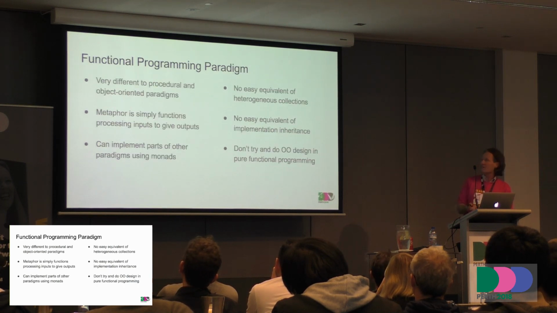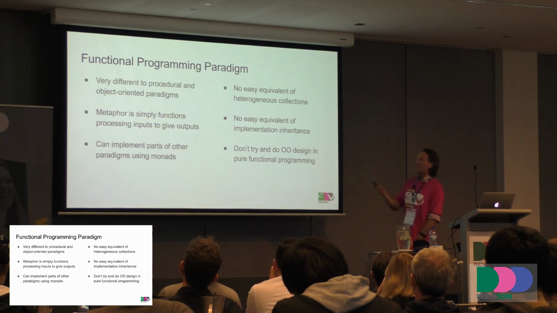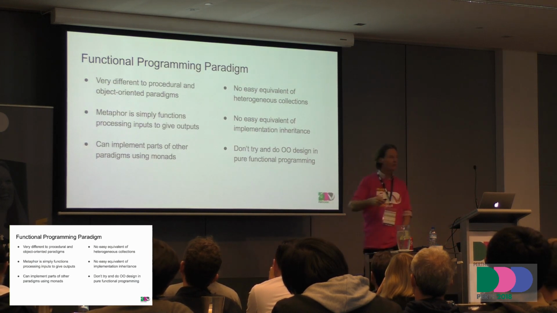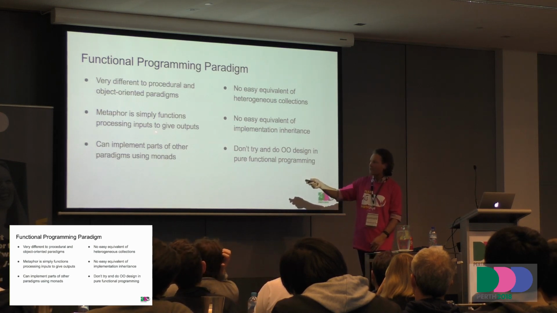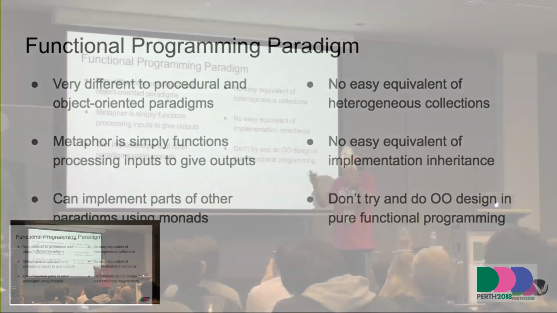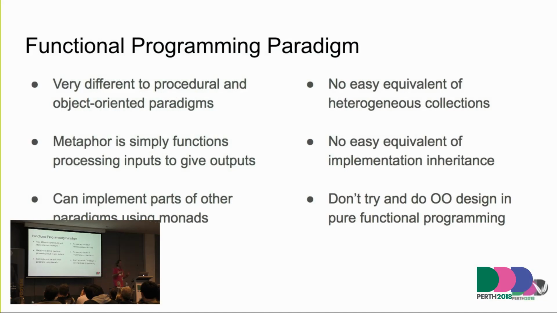So in summary here, the functional programming paradigm is very different than procedural or object-oriented. Hopefully you've got a glimpse of understanding it here. The metaphor is just about simple functions, processing inputs and giving outputs. But we can implement parts of the other paradigms, declarative programs, exceptions and so forth, using these monads.